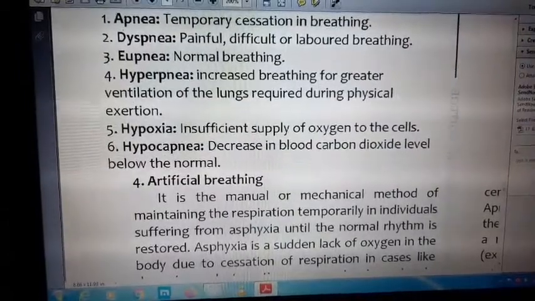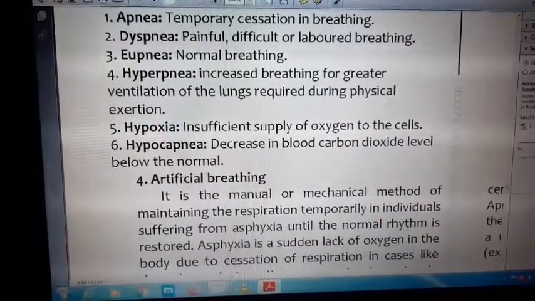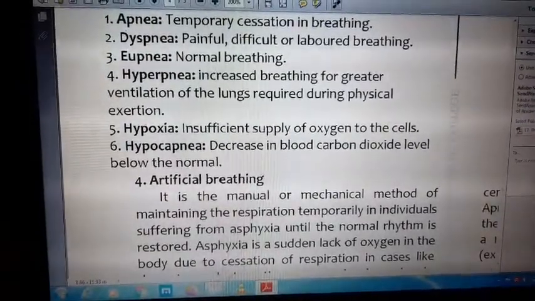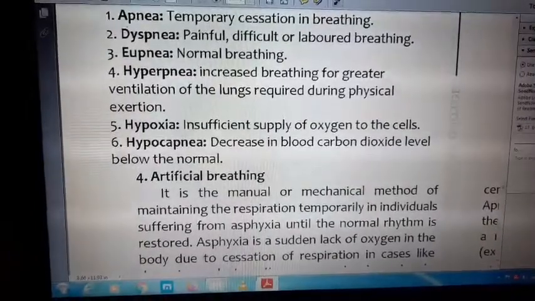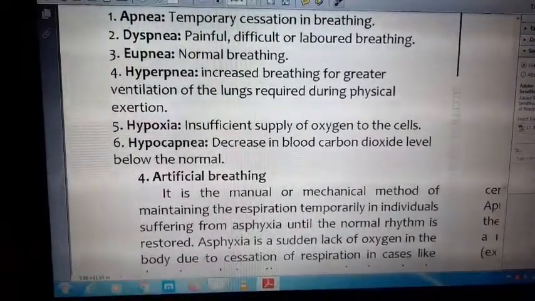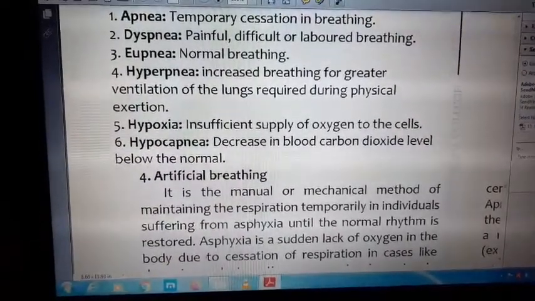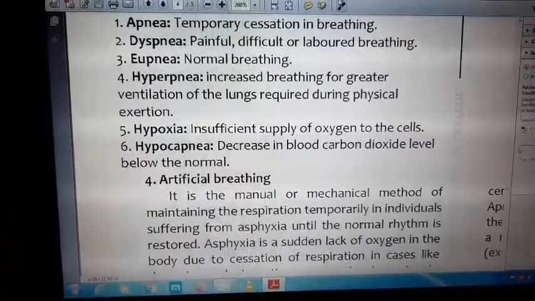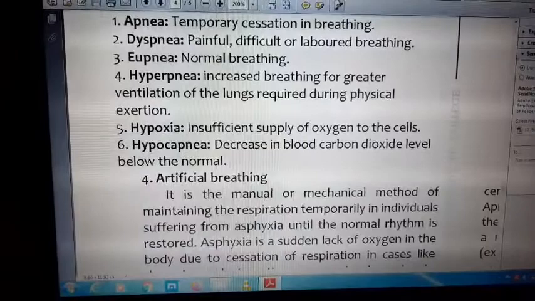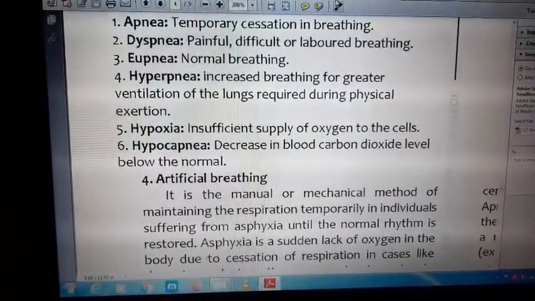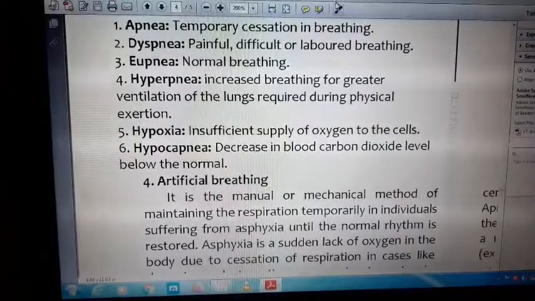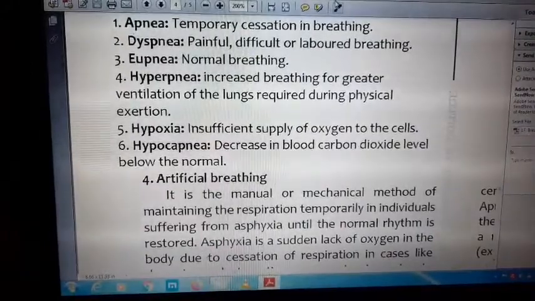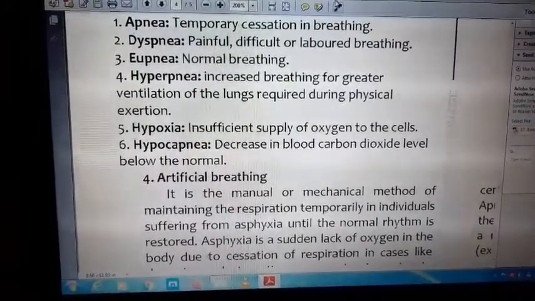One is apnea. Apnea is nothing but temporary cessation of breathing. Second one is dyspnea. It is painful difficulty or labored breathing. Then eupnea, it's normal breathing. Then hyperpnea, increased breathing for greater ventilation of the lungs required during physical exertion. Hypoxia, meaning insufficient supply of oxygen to the cells. Then hypocapnia, meaning decrease in blood carbon dioxide level below normal. Along with that, artificial breathing, which is used in case of asphyxia.